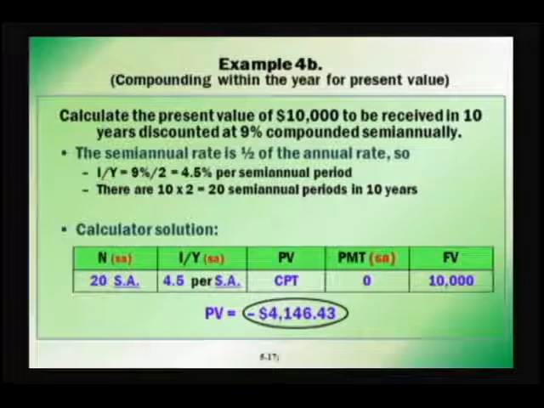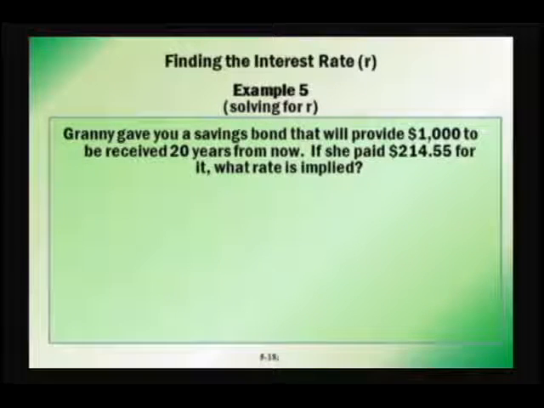Now, we've done future values and present values. Let's try solving for an interest rate. You want to determine what interest rate you're receiving. So if Grandma gave you a savings bond that's worth $1,000, but you can't get that $1,000 for 20 years. She tells you she paid $214.55 for it. What is the interest rate that you're receiving on that $214.55?